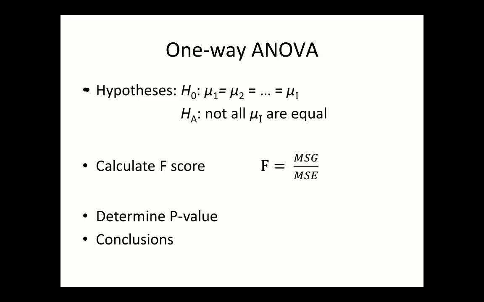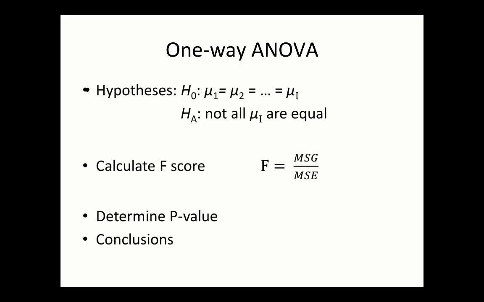The alternative hypothesis would be that at least one group has a different mean time to complete the puzzle than one other group. After stating your hypotheses, you calculate an F-score based on the between and within group variance. This is used for determining the p-value, and then you can state your conclusions.